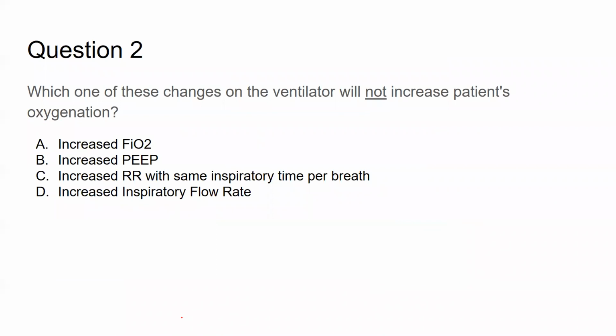So question 2, this one's going over oxygenation. Which one of these changes on the ventilator will not increase this patient's oxygenation? Will it not be increased by an increased FiO2? Will it not be increased by increased PEEP? Will it not be increased by an increased respiratory rate with the same inspiratory time per breath? So same amount of time per breath in inspiration. Or will it not increase with an increased inspiratory flow rate? So which one of these will not increase the patient's oxygenation?